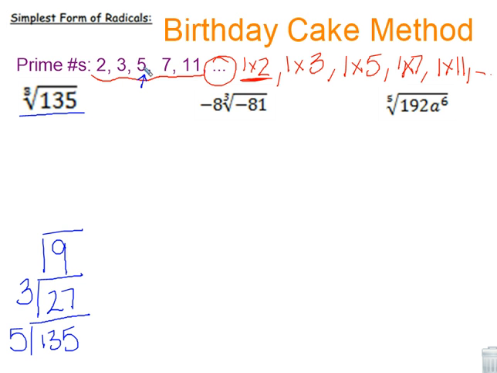Another prime number that goes into 9 is 3. 3 goes into 9 3 times. Keep going. Another prime number that can go into 3 is 3. And 3 goes into 3 once. Okay, so we're left over with this number 1. And just like a birthday cake, why it's called the birthday cake method is because we always want a candle on the top of our birthday cake.